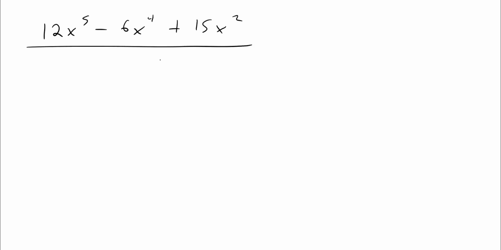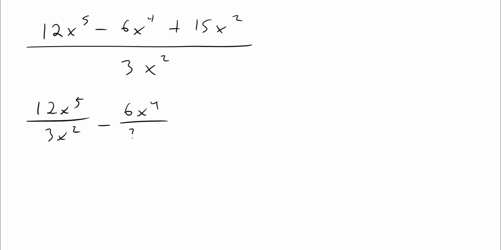If I have 12x to the fifth minus 6x to the fourth plus 15x squared, and I divide that by 3x squared, this is what you've got to do. If it's a single term down here, you want to write that 3x squared three times. You want to split that up. So I'm going to do 12x to the fifth over 3x squared, minus 6x to the fourth over 3x squared, plus 15x squared over 3x squared.